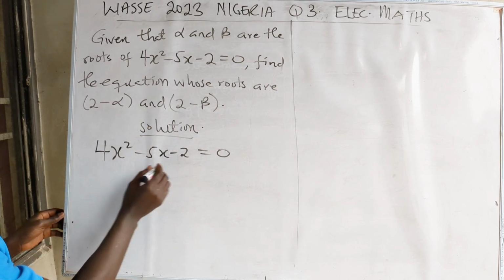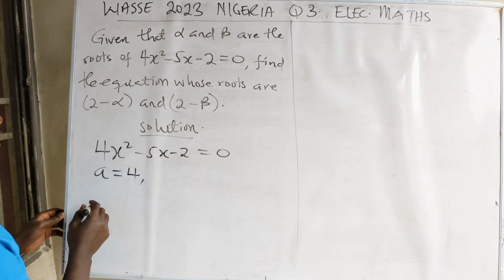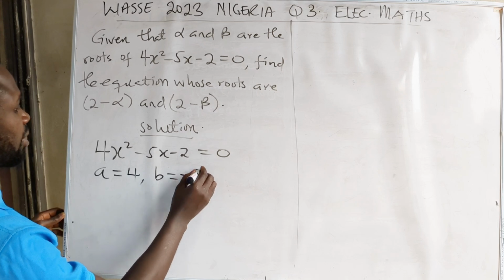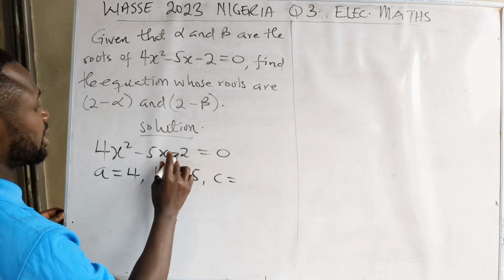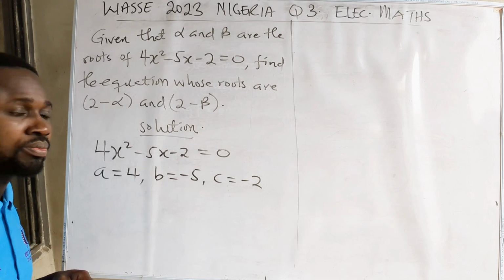So from this equation, what is our a? Our a is the coefficient of the x squared, which is 4. Our b is the coefficient of x, minus 5. And our c is the constant without any variable, negative 2.